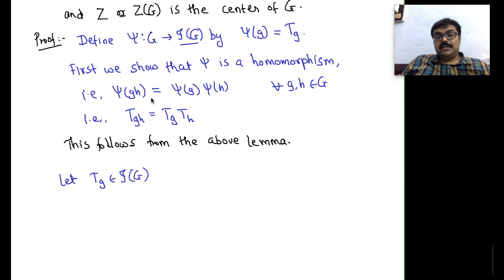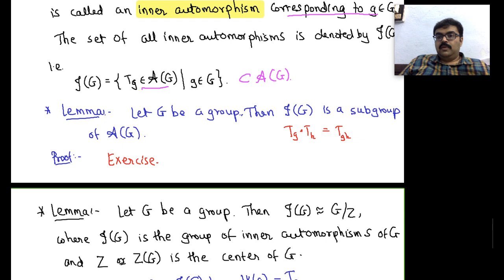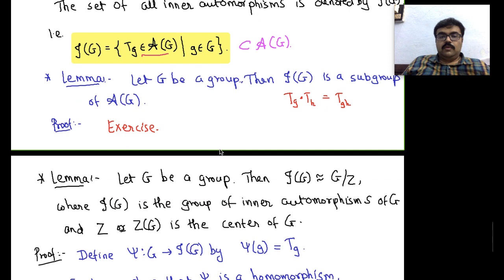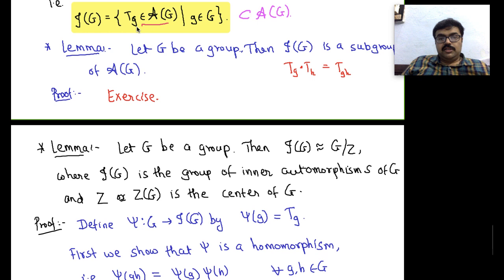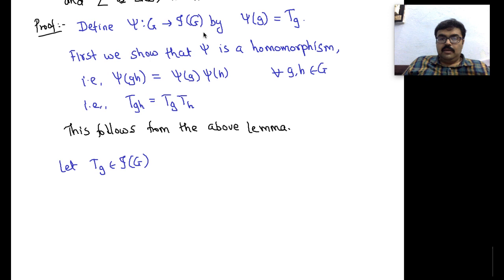Inner automorphism, how is it defined? This is the definition of inner automorphism, as you can see clearly. It is defined like this, right? So the set of inner automorphisms is Tg, such that g belongs to G. All inner automorphisms come from one element. So as soon as we take an inner automorphism, it will be of the form Tg.